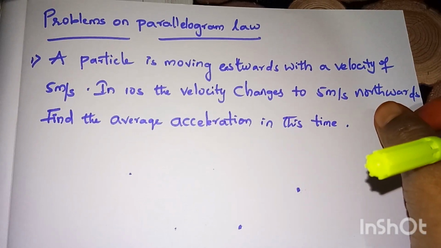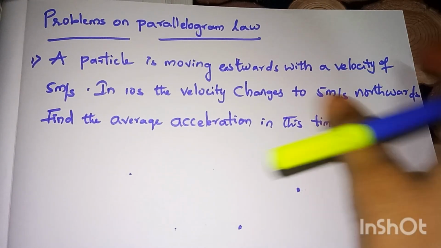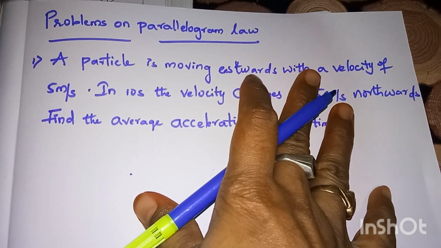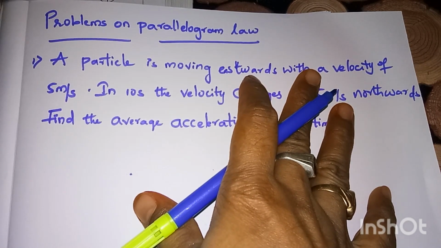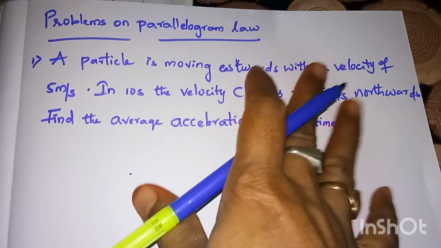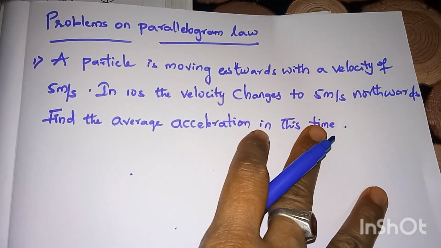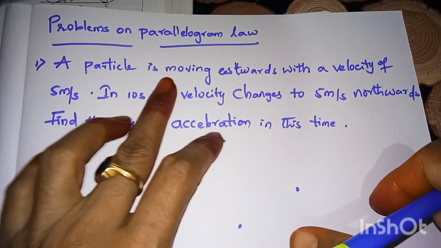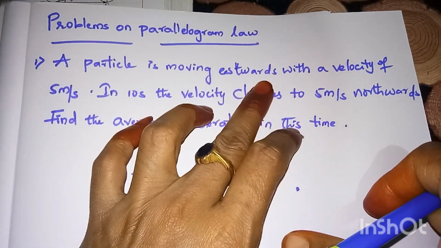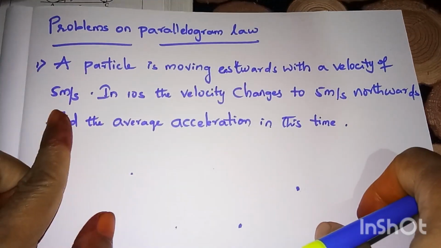Today we are going to discuss some more problems based on parallelogram law. We have already discussed some problems in previous classes. We are going to discuss some more problems based on parallelogram law. What they have given is that a particle is moving eastwards with a velocity of 5 meter per second.